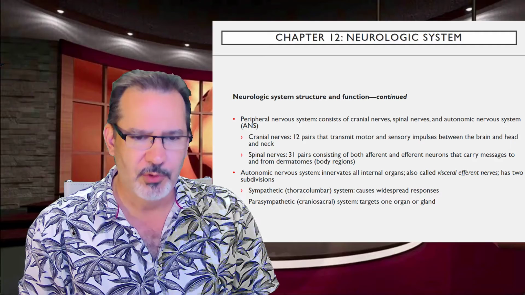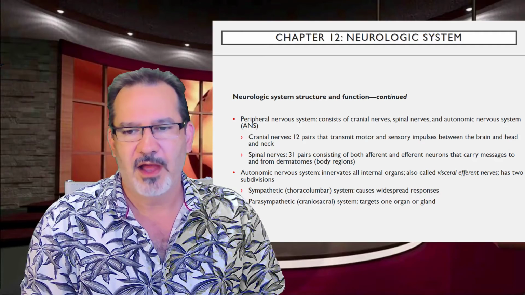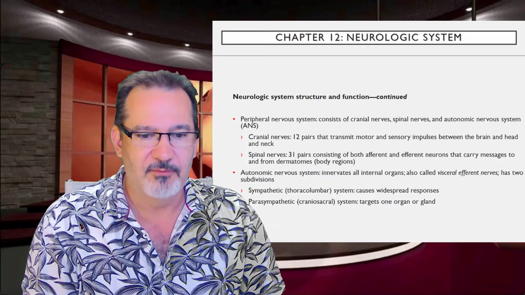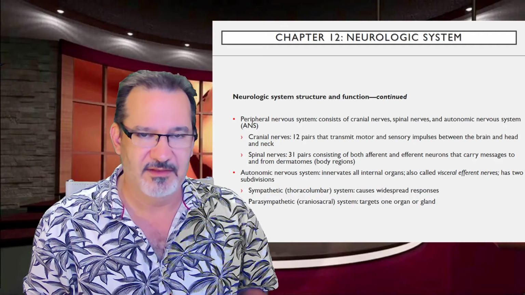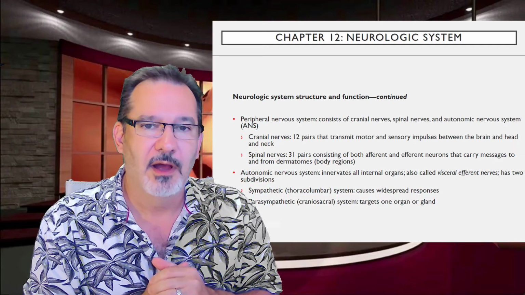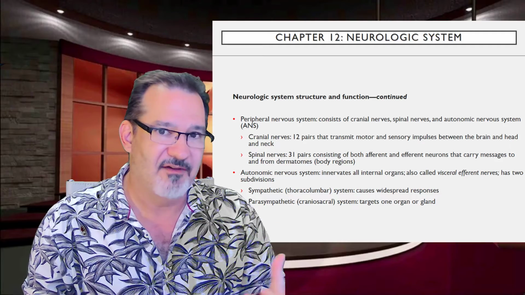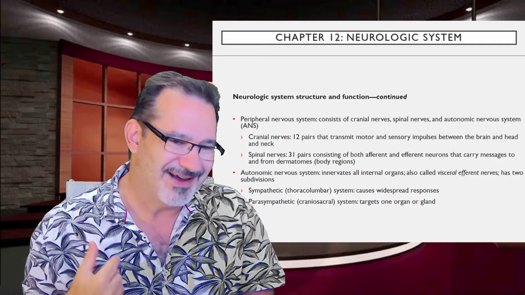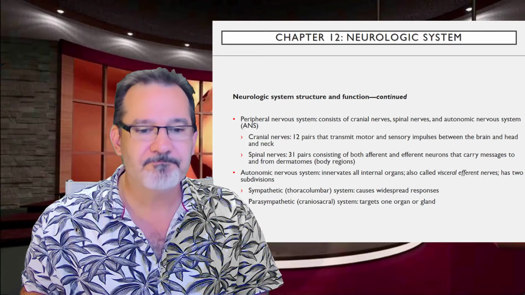Okay. The peripheral nervous system consists of cranial nerves, spinal nerves, and the autonomic nervous system, or ANS. So again, we go back to what I mentioned earlier: the 12 pairs of nerves in the brain, the head, the neck, kind of the upper portion, and then the 31 pairs of nerves consisting of both the afferent and the efferent neurons, and that runs from the C-spine down to the sacrum and coccyx.